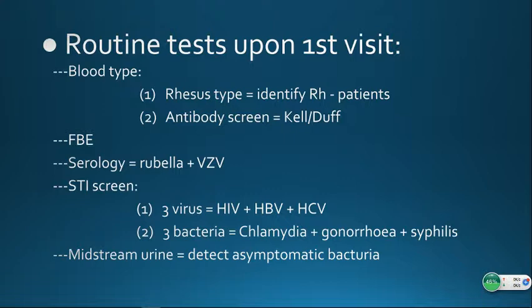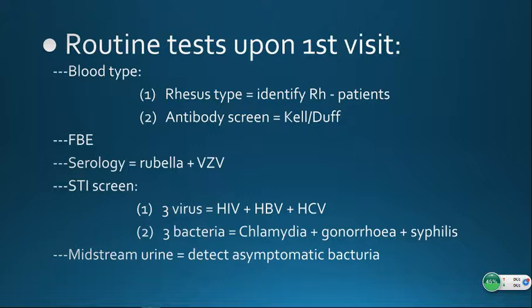And that's treatable as well. You can give something called the anti-D to stop that isoimmunization from occurring. And FBE for everybody. Serology for rubella and varicella zoster, because they can cause severe anomalies in the baby if a congenital infection is to occur.